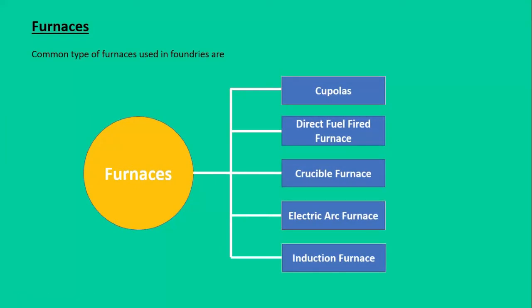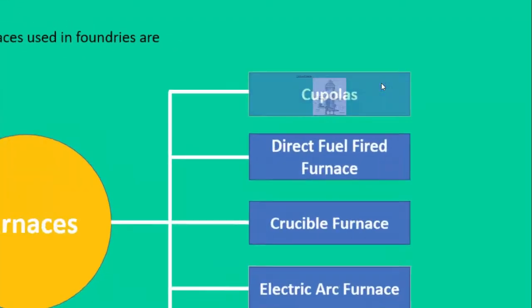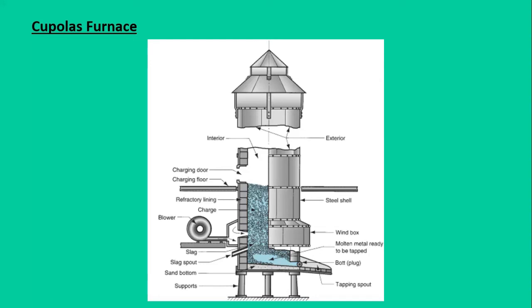The common furnaces that are used in foundries are cupolas, the direct fuel fired furnace, crucible furnace, electric arc furnace, and the induction furnace. The furnace which is mostly used, especially for cast iron, is the cupola furnace. So what is the cupola furnace? A cupola is a vertical cylindrical furnace equipped with a tapping spout. As you can see here, there is a tapping spout near its base. Cupolas are primarily used for melting cast iron. You can write it down here.